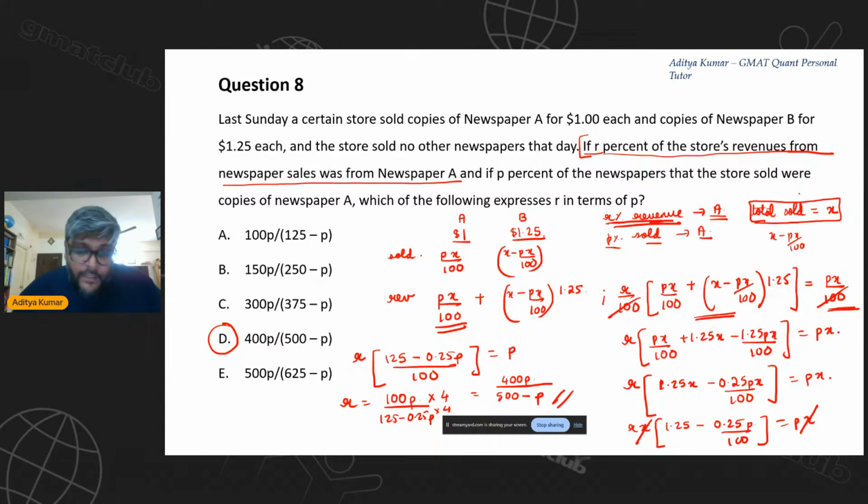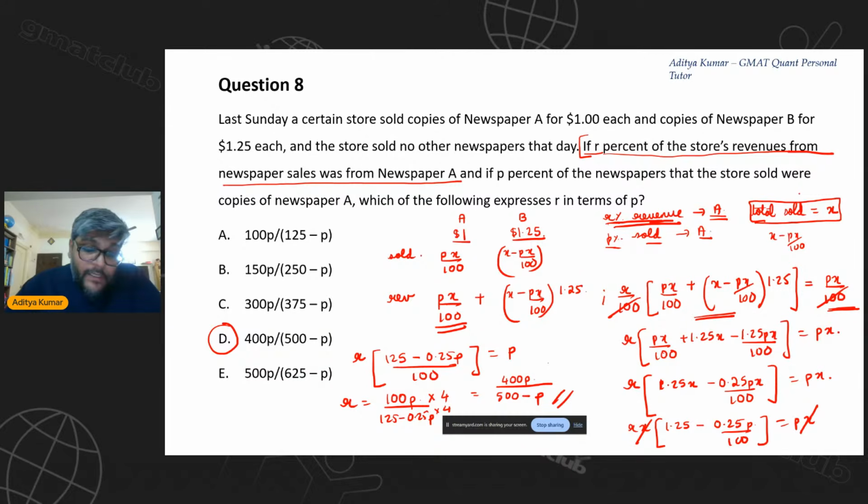And then I read the question. It said, give me R in terms of P. So if I need R in terms of P, I isolated the R. I took everything below P. I saw that none of my answer choices had a decimal in them. I got rid of the decimal by multiplying and dividing by 4. Got to my answer. Okay with this?